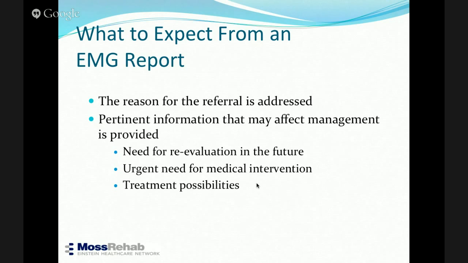If you explain that, I think that should be fine. The reason for referral should always be addressed. Pertinent information that may affect management is provided, which includes the need for reevaluation, urgent need for medical intervention, and treatment possibilities, all of that, right? So if you have a cauda equina lesion, somebody with cauda equina syndrome, you just don't do the study and send the patient home and not call the doctor, because that patient is going to be otherwise incontinent of the bladder forever. So you have to make sure that you call the physician and transfer the patient over to the emergency room right there. Those are the kinds of things you'll have to be aware of.